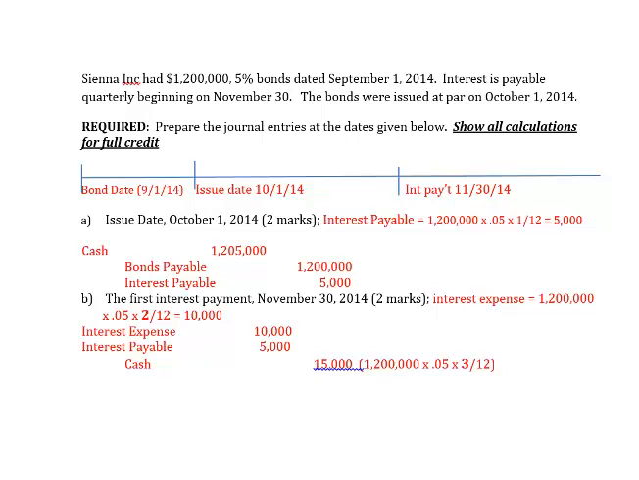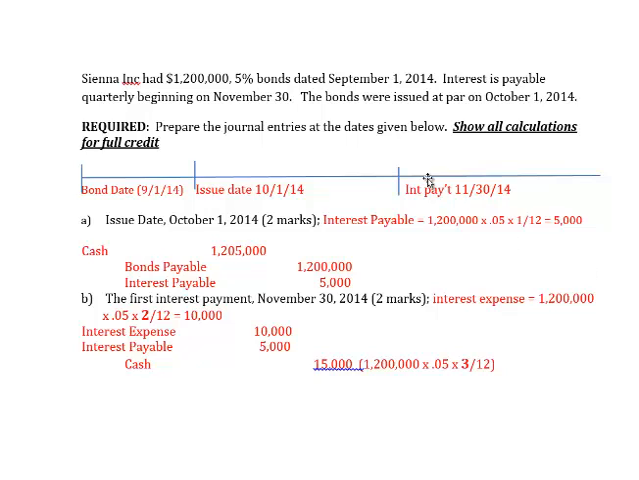Interest is going to be payable every quarter. So that means every 3 months is how often we're going to pay interest, right? So 1 over 4 is a quarter, but a quarter of 12 months is 3 months, right? So we're going to start paying that interest at November the 30th. The bonds were actually issued to investors on October the 1st, 2014.